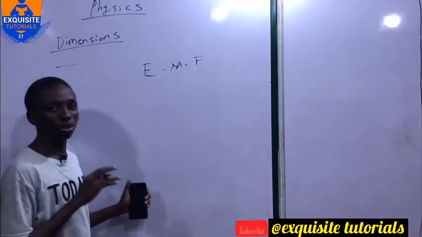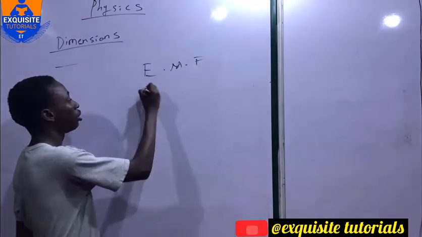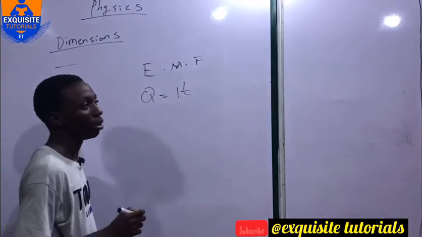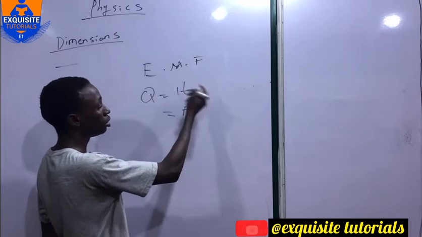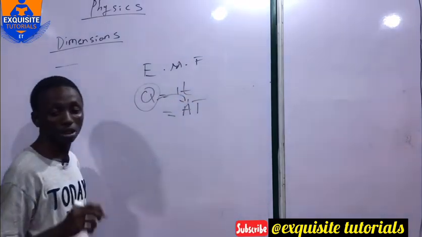Okay, let's start from a simple concept. What is the dimension for quantity of electricity? Now Q is equal to IT, and they are both fundamental quantities. Current can be represented in A, T can be represented in what? In time. So the dimension for Q we can say is A T.